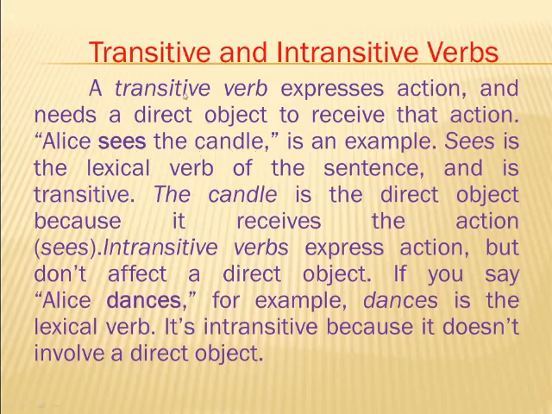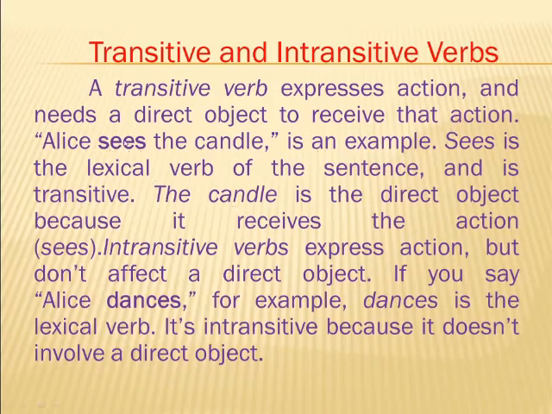So a transitive verb always shows the object. The object will be there. For what purpose is the object there? To receive the action of the subject. What is the action of the subject here? Seeing. So what she is seeing is the candle. This is the example, and I think you have understood what it is. Sees is the lexical verb.